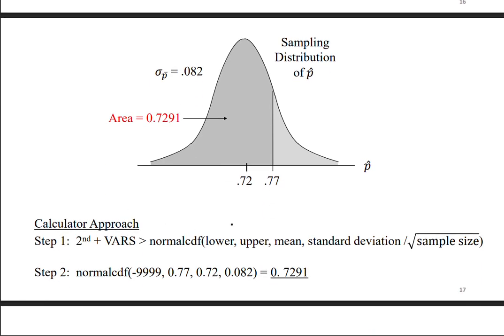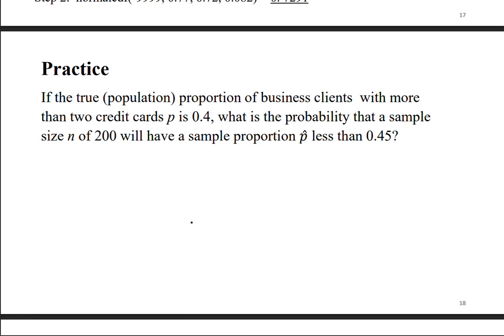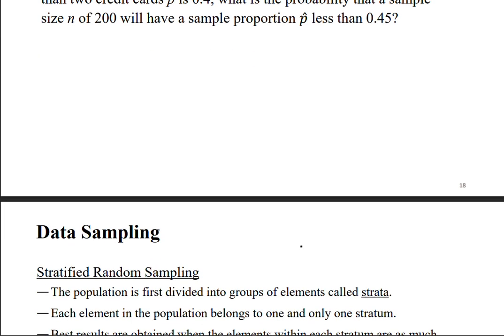So the probability that 77% of the sample will desire on-campus housing is 0.7291, which means there's a 72.91% chance that 77% of the students will actually desire on-campus housing. Okay, I have a quick practice question on that here for you. We will discuss this practice question when we meet for our lecture discussion on Monday.